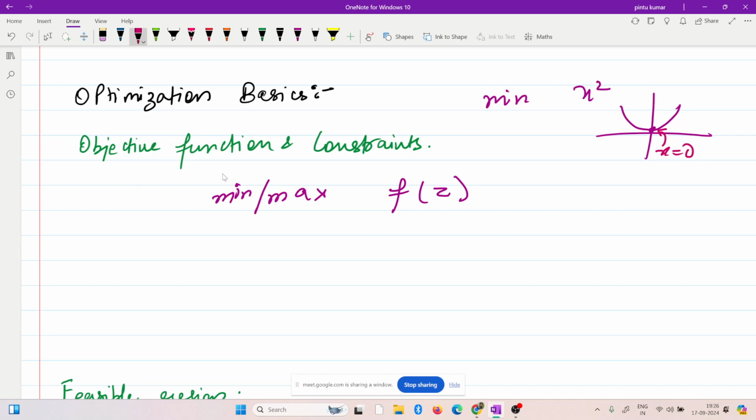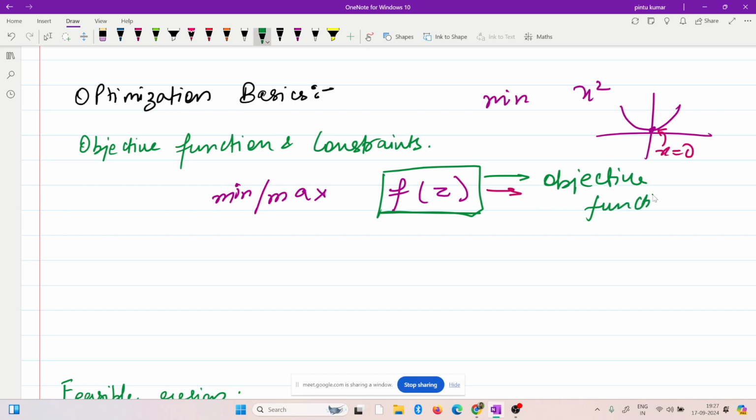So this is a very basic optimization problem. Okay. This f of x is called your objective function. So your objective is to minimize or maximize this thing. So this function being minimized or maximized is called your objective function. If somebody asks you what is your objective function, in this example, it was minimize x square. So minimizing x square was your objective. So this is called the objective function.